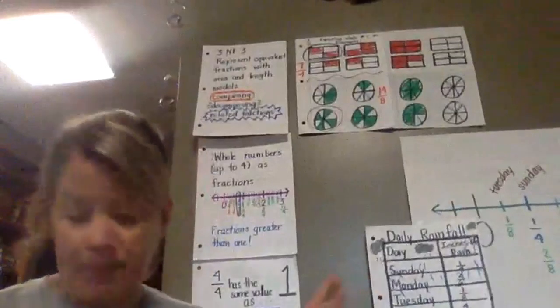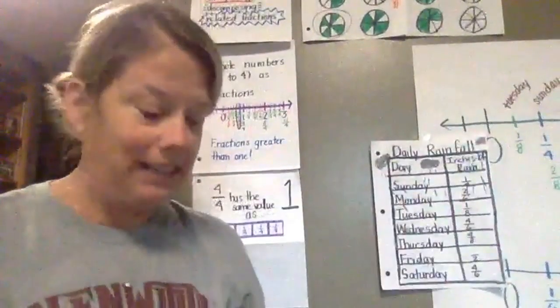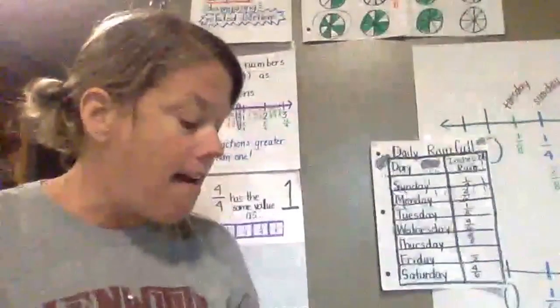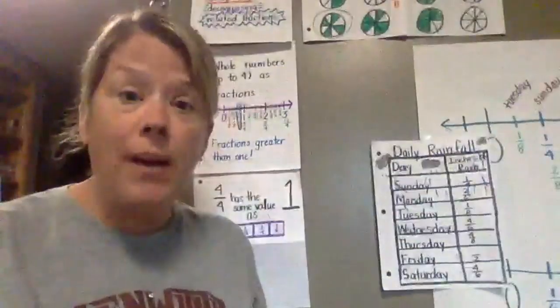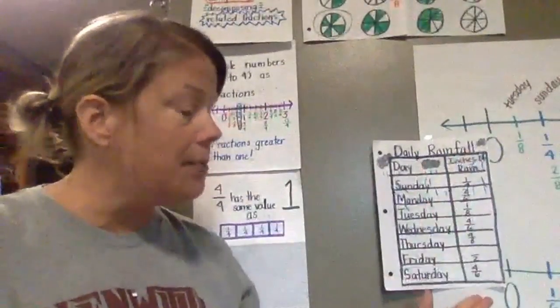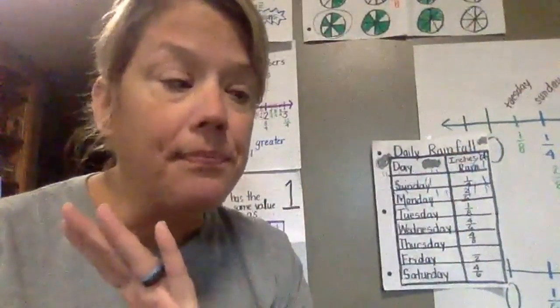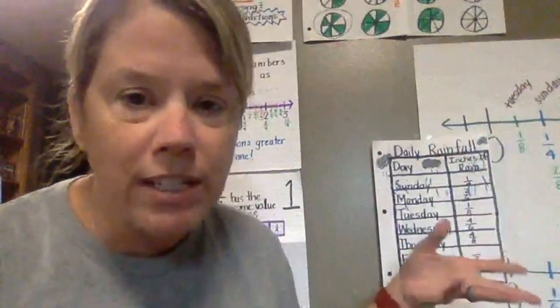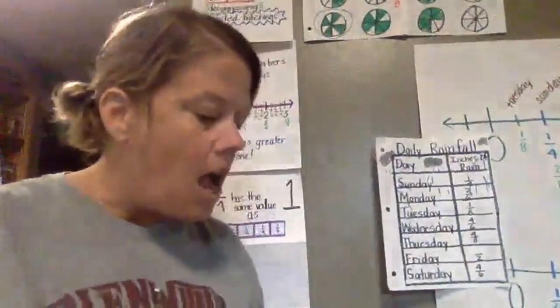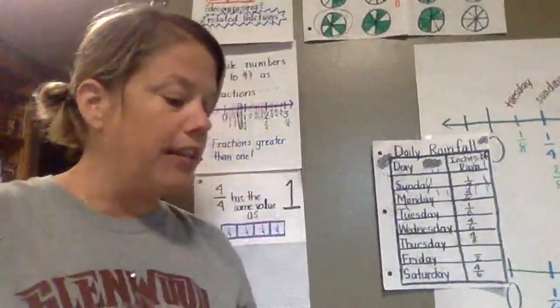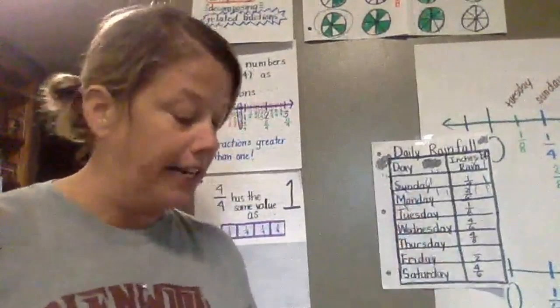So here's our problem. Miss Street's class, that's you guys. Welcome to my class. I'm so glad you're here. We wanted to predict the amount of rain that fell over the week. So we made predictions, but this is not real. Miss Street didn't really go out and do this. It's a made-up problem. The chart on the wall shows their data.